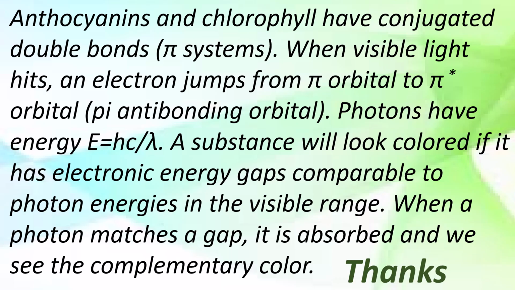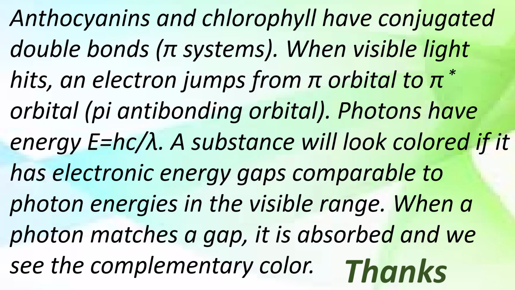Anthocyanins and chlorophyll have conjugated double bonds. These are known as pi system, where electrons revolve around the aromatic ring. When visible light hits, an electron jumps from pi orbital to pi star orbital, the pi antibonding orbital. Pi orbital is formed when two atomic orbitals combine to form a molecular orbital of low energy, and two atomic orbitals form a molecular orbital of high energy called pi star or pi antibonding orbital. The energy of pi orbital is less than energy of pi antibonding orbital.